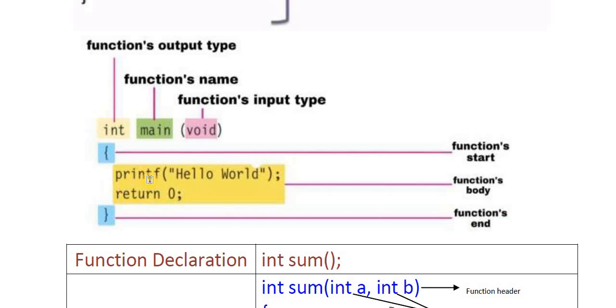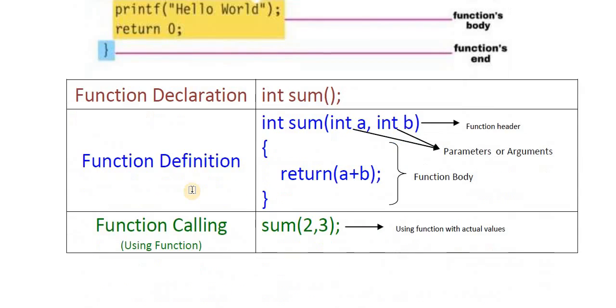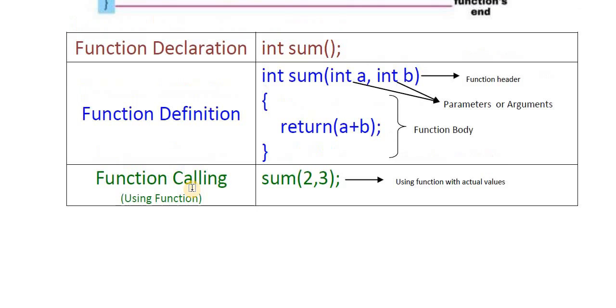Then inside this flower bracket, this is called the function body. In this body there are two lines. We can write many lines in the body. Okay, so here some important terms are given related to function.